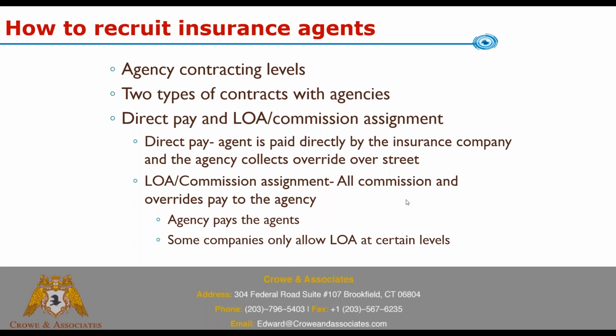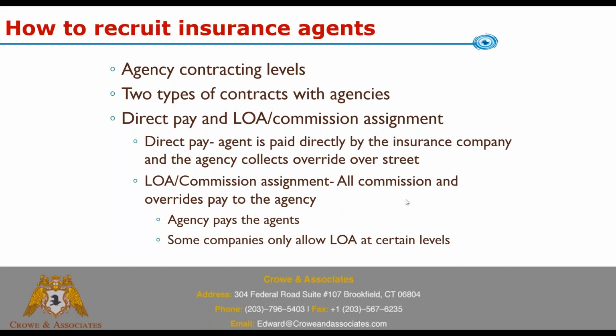Versus an LOA or commission assignment, and for those who care, LOA is licensed only agent. So LOA versus commission assignment, all the commissions, including the overrides for those sub-agents, will pay to you, or an entity at the agency level will pay to you, and then you or the agency would pay those sub-agents.